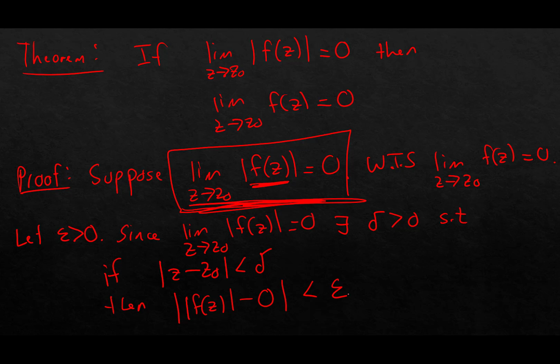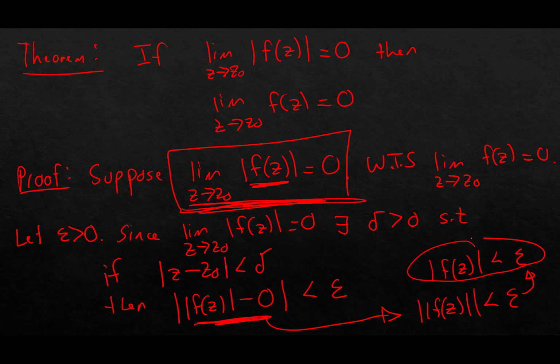Okay, now this is the cool part, because what is this quantity right here? This is just the absolute value of the absolute value of f of z. I should say the absolute value of the modulus of f of z is less than epsilon, but the absolute value of the modulus of f of z is just the modulus of f of z. If something's positive already, it's going to be positive anyway. So we get this.